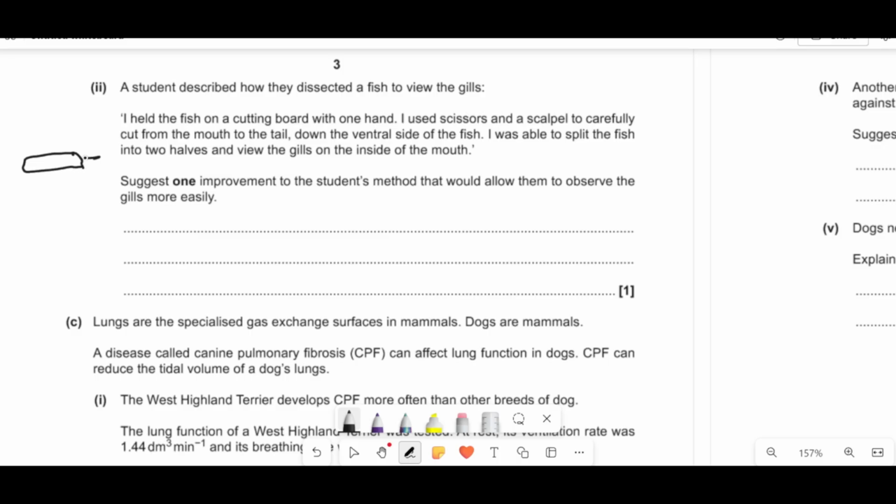So imagine that's like you looking at this fish. I know my drawings are so cool. From the bottom, right? They've cut it like that from the bottom. Now there's some other things you can do to make it more easily visible.